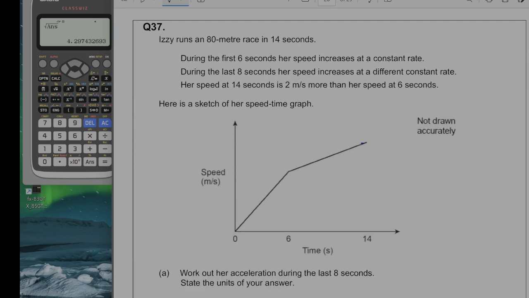Right, question 37. Lizzie runs an 80-meter race in 14 seconds. During the first 6 seconds, her speed increases at a constant rate. That's this section here of the graph. During the last 8 seconds, her speed increases at a different constant rate. Her speed at 14 seconds is 2 meters per second more than her speed at 6 seconds. Okay, so that just means that we've got an increase between there and there of 2 in terms of speed.